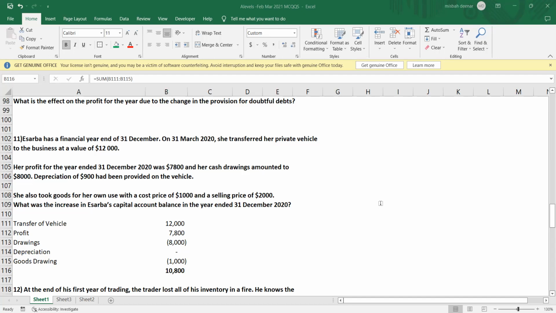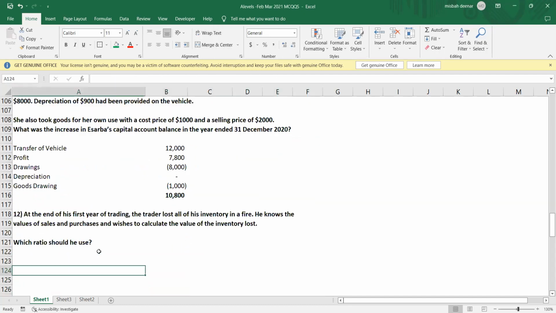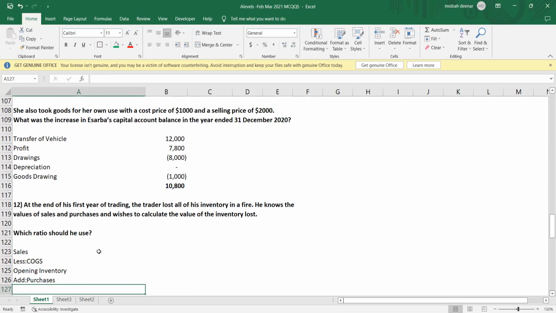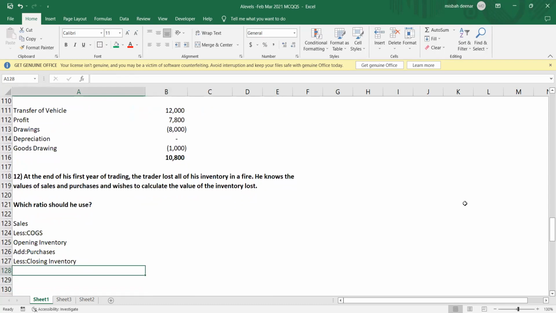Think of how you make the income statement. So see, it's sales less cost of goods sold. So here it comes opening inventory, then you add purchases, then less closing inventory, and you get your gross profit.